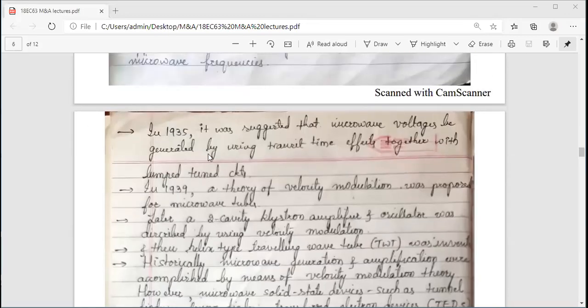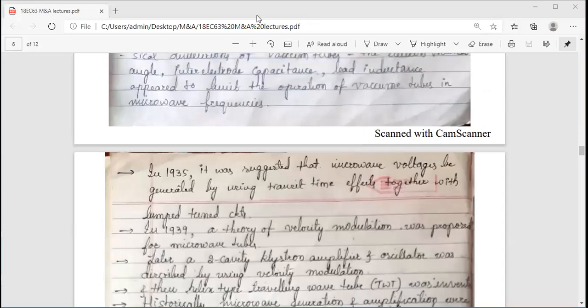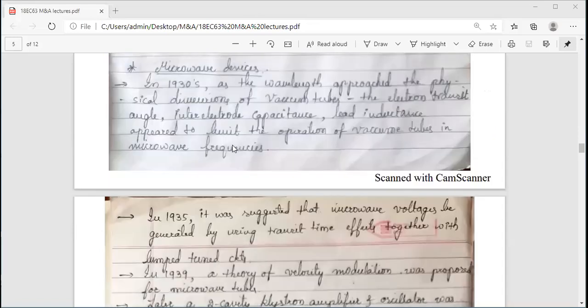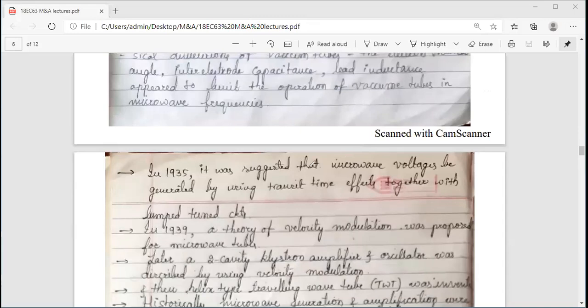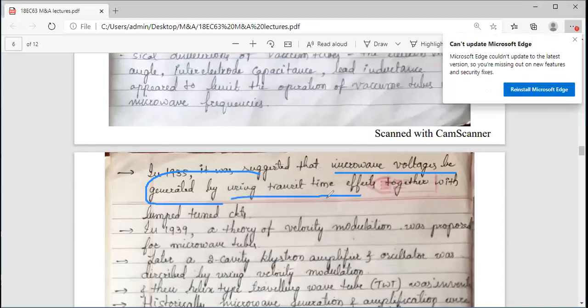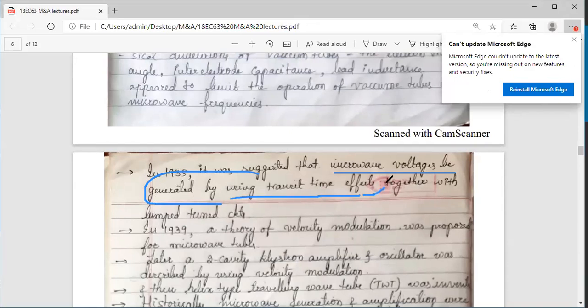One important thing I wanted to convey here is, in the microwave devices, you can see it on the screen, I've written here regarding the development of the devices. Microwave voltages can be generated by using the transit time effects. I will explain this transit time effect. What is the transit time and what are the effects? We will cover this in the further concept.